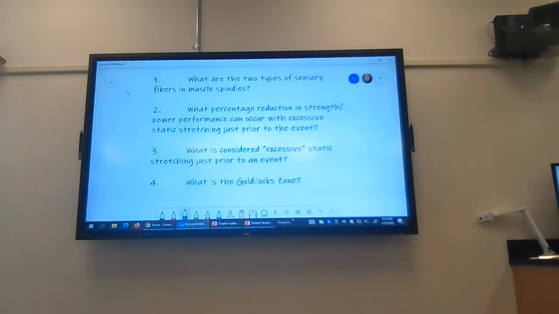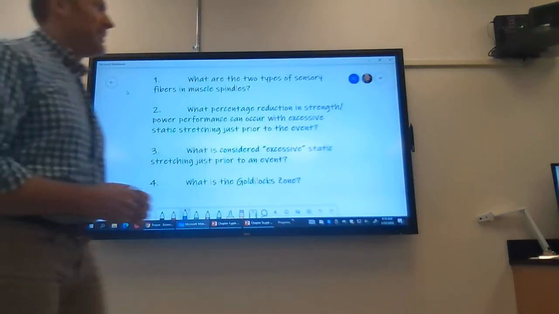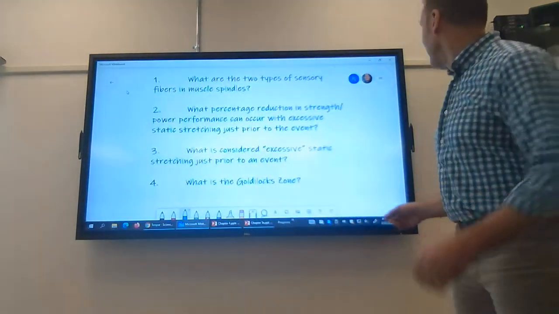What was considered excessive? There was that dose response graph that he showed. 90 seconds was the greatest, but then there was kind of some up and down, but he kind of said anything more than about 30 seconds where you'd start to get a decline in strength and power performance just prior to an event. So Goldilocks zone, what is it? I don't know how he came up with that, but Goldilocks zone.